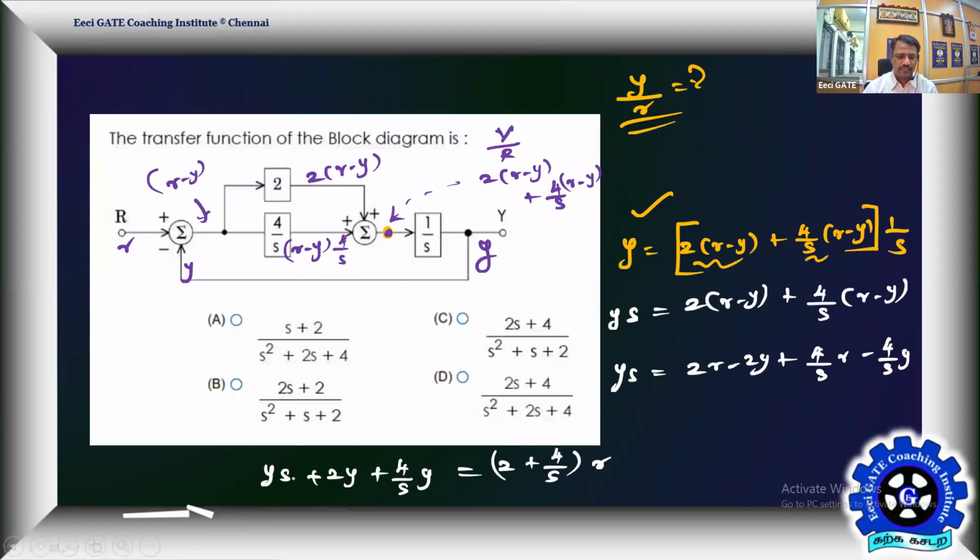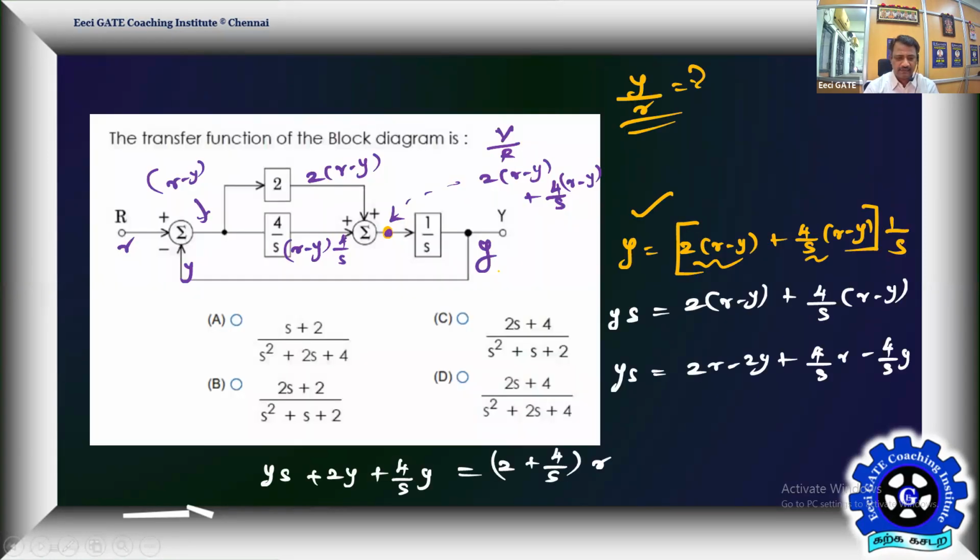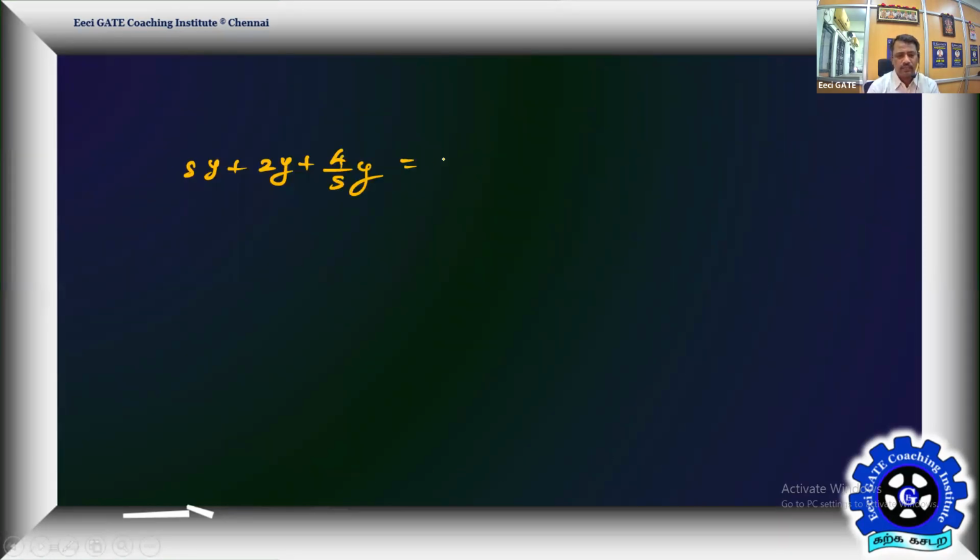What is the equation? Take y common from this. Let me write the equation once again. So it's 2y plus ys. Let me take ys plus... otherwise, y also you can write, nothing wrong. s into y plus 2 into y plus 4 by s into y, that is equal to 2 plus 4 by s into r. The ultimate goal is to get y by r.